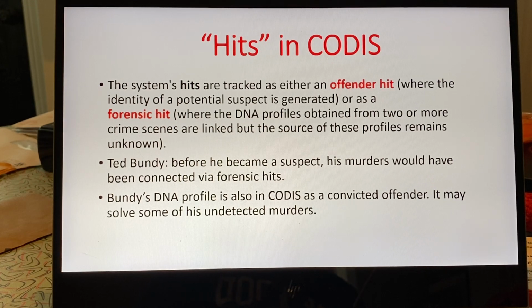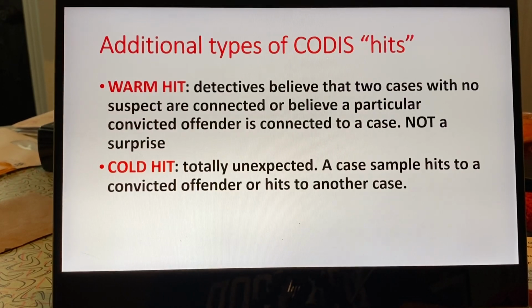Okay, so for example, before Ted Bundy was known, his murders would have been connected via forensic hits. They would have known, okay, this is the same guy, now who is he? When he was arrested and convicted, then his profile would have been put into CODIS as a convicted offender. And so potentially, hopefully, if those profiles from unknown cases were entered into CODIS, perhaps they hit to Bundy's profile, and then you can potentially solve some other cases. Okay, so that's the difference between an offender hit and a forensic hit.